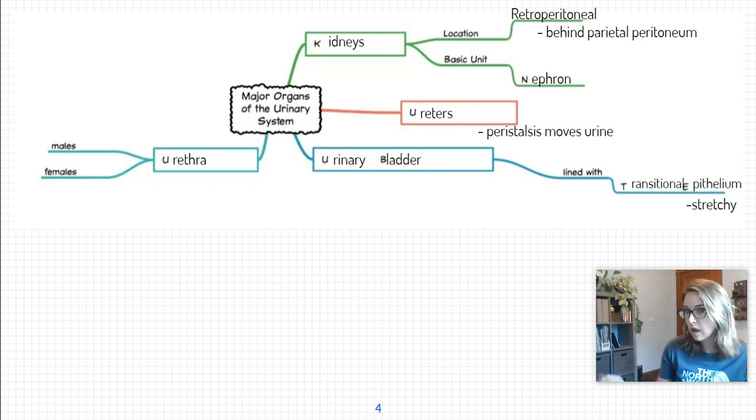Males have a longer urethra because their urethra has to pass through the penis. So it is approximately 8 inches. Now this extends from inside the body to outside. And females is roughly 1.5 inches. So really short, okay, for a female.